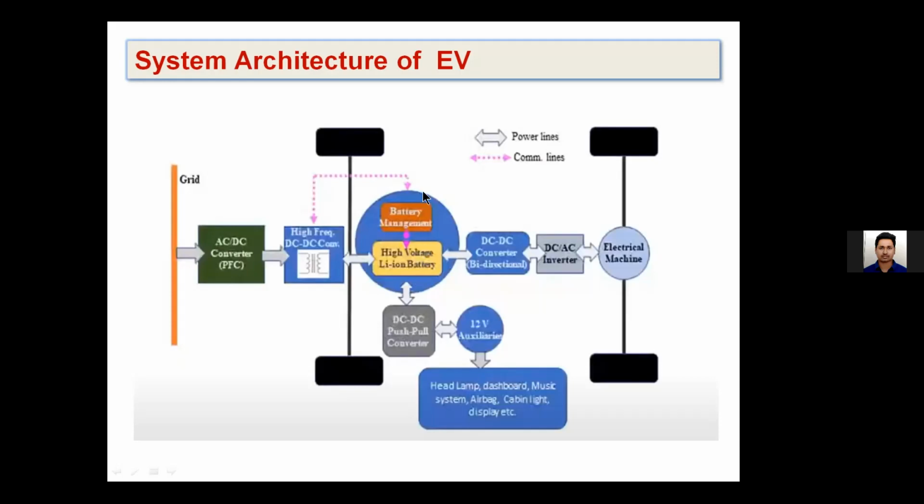So again, this is the main battery system. Here we have another converter which we call a push-pull converter, which steps down the voltage to 12 volts, and this voltage is utilized for these auxiliary components.